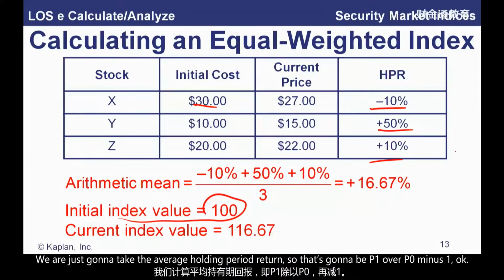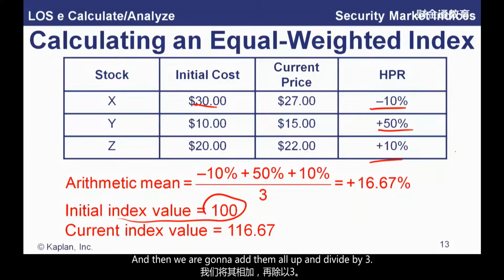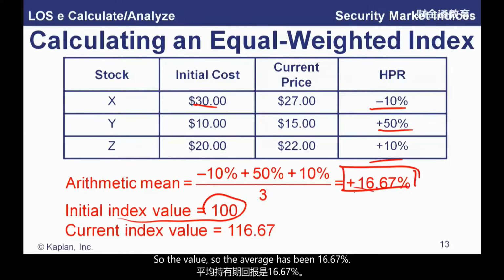We're just going to take the average holding period return. So that's going to be P1 over P0 minus 1. Okay? And then we're going to add them all up, divide by 3. So the average has been 16.67%.